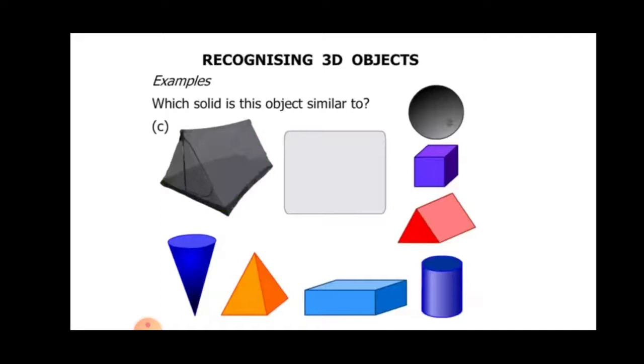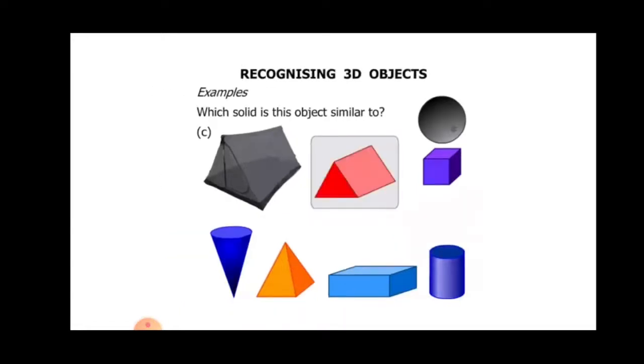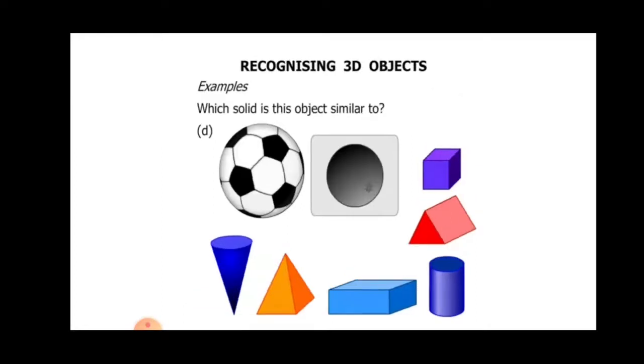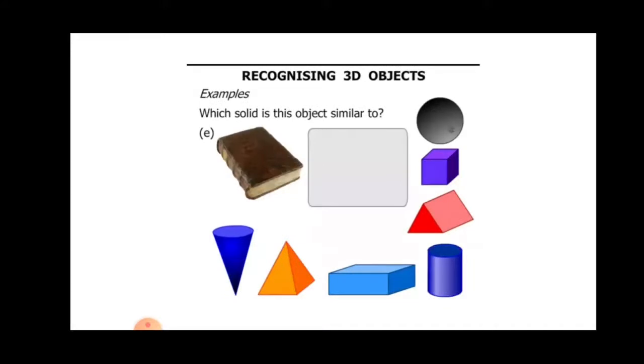Which solid is this object similar to? Now you can see this is a tent. We can play it with home as well. So which shape is this? You can say this is a prism shape. Now who likes to play football? Yes, boys like to play football. So this is a sphere shape.